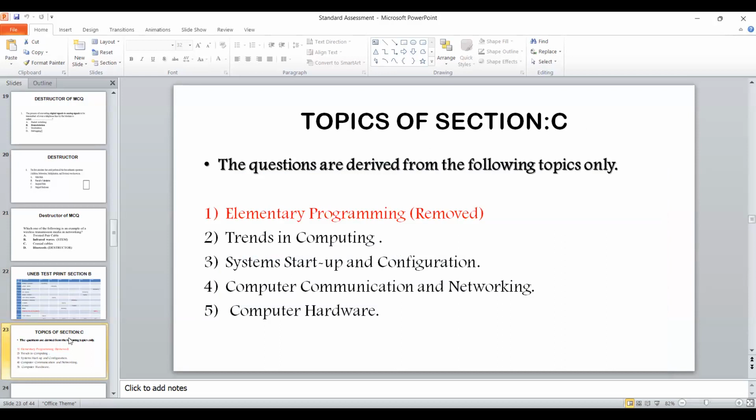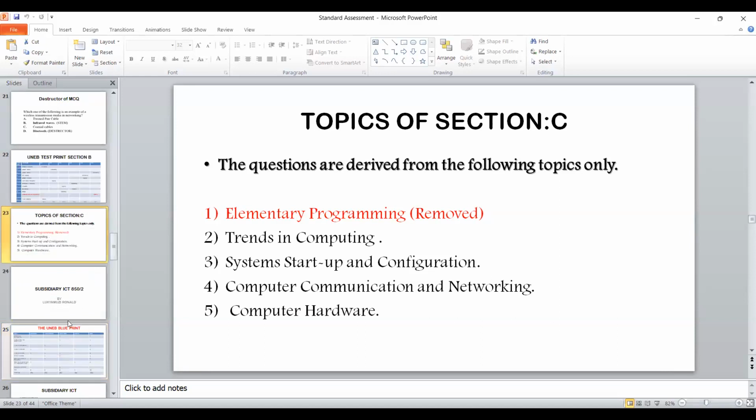Section C, you must set only from the following topics: elementary programming, removed; trends in computing, system startup and configuration, computer networking, and computer communication, and lastly, computer hardware. There must be 3 questions from this section, and the student must attempt only 1 with the 20 marks.